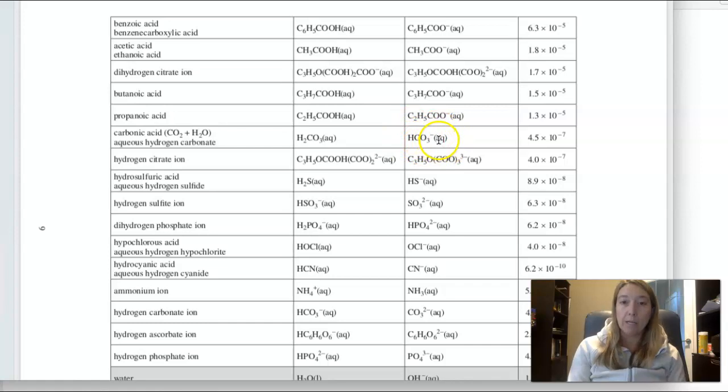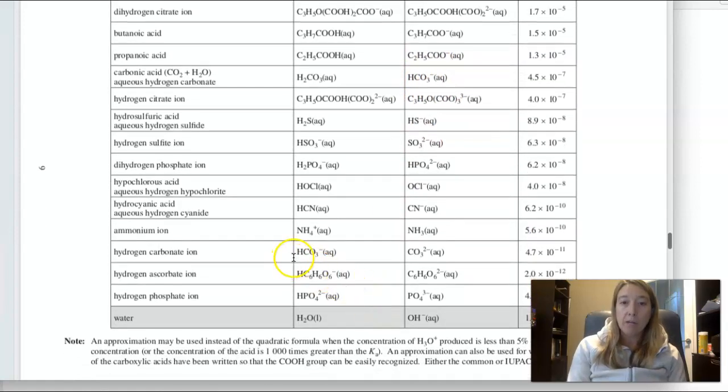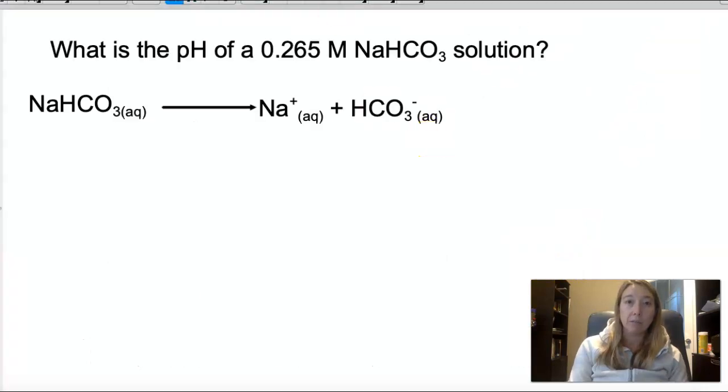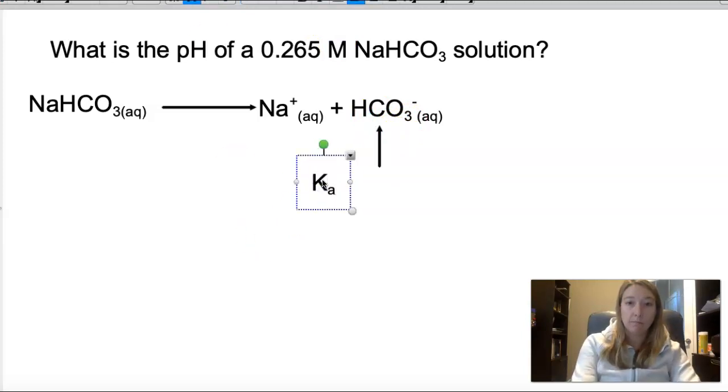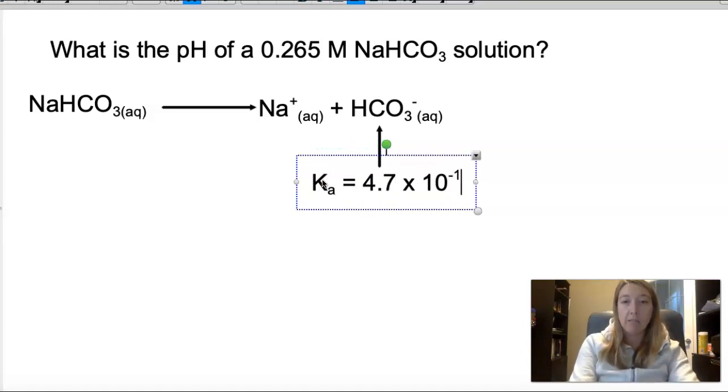Okay, so Ka is pretty obvious, right? For hydrogen carbonate, I have to find it in the acid column if I'm looking for a Ka. So whenever I'm looking for a Ka, I'm looking for something to be in the acid column. When I'm looking for something to be a Kb or a base, I am looking for it in the base column. So here's the hydrogen carbonate in the acid column. So the Ka is 4.7 times 10 to the negative 11. Okay, so when we're dealing with this guy here, we have a Ka equal to 4.7 times 10 to the negative 11.